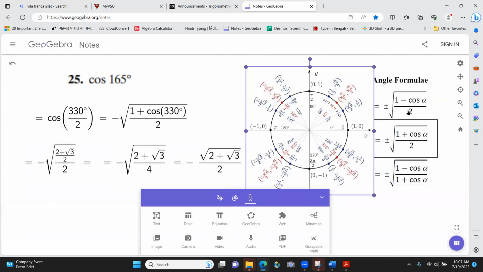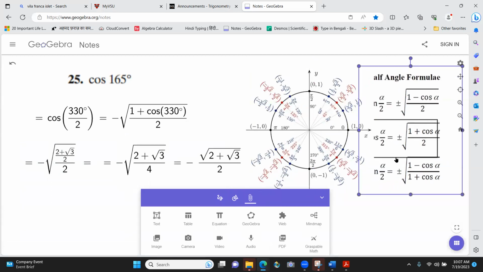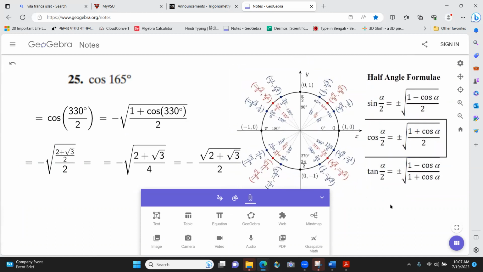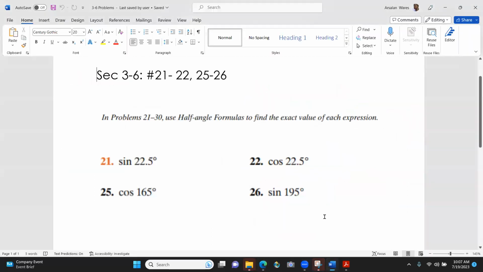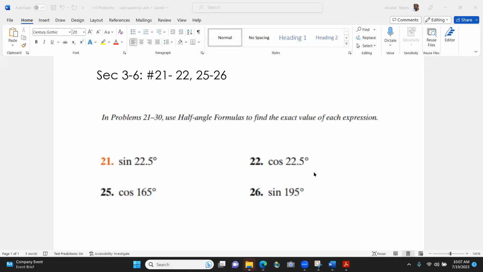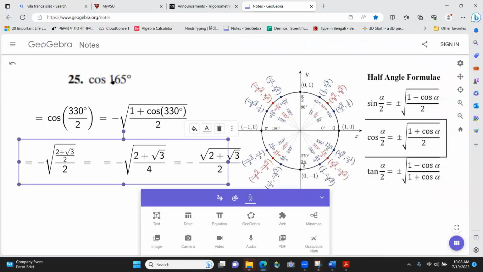Let's pause here just a little bit. I would like to do one more problem. It's a little repetitive, I know. I would like to do one more problem for you guys. All right, which one is left? Let me do cosine 22.5. Cosine 22.5.